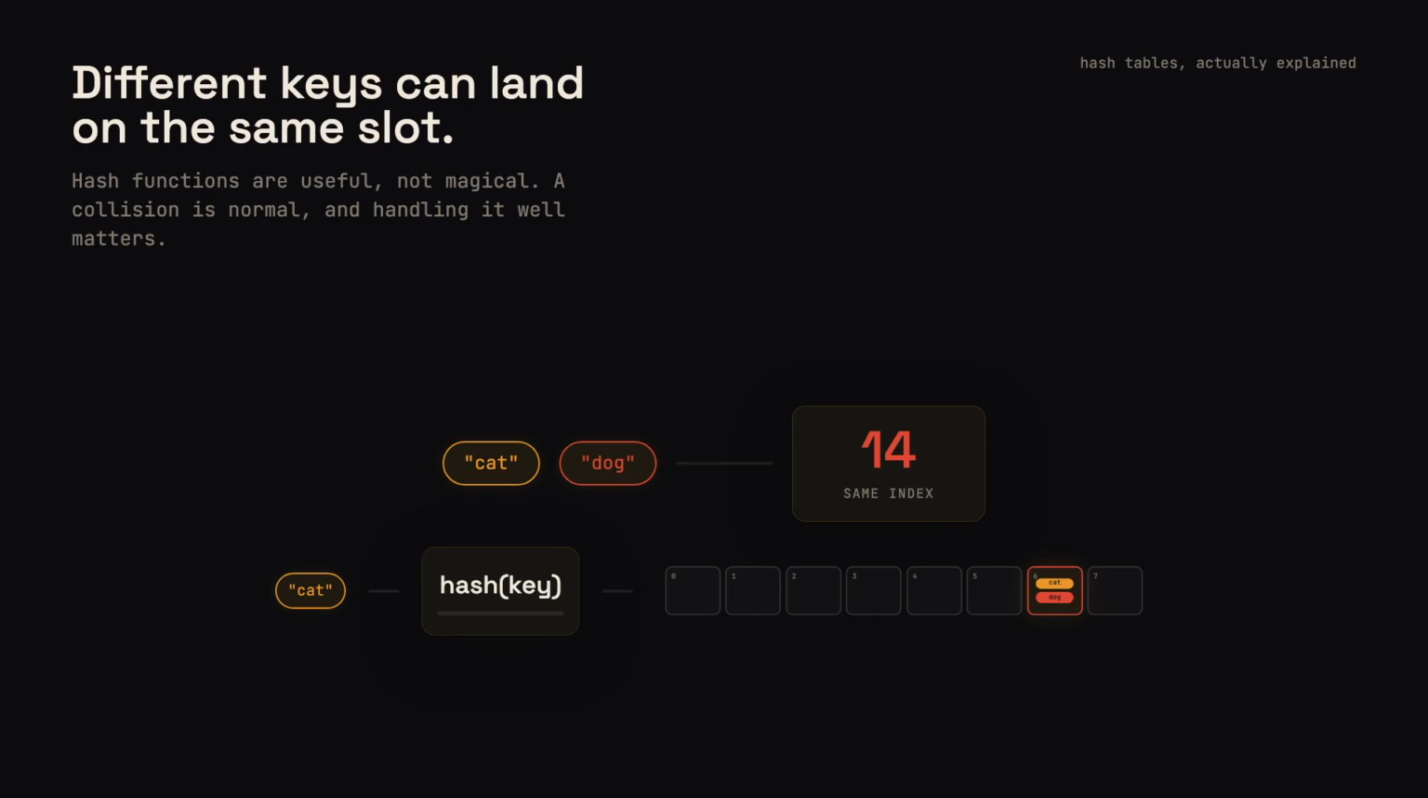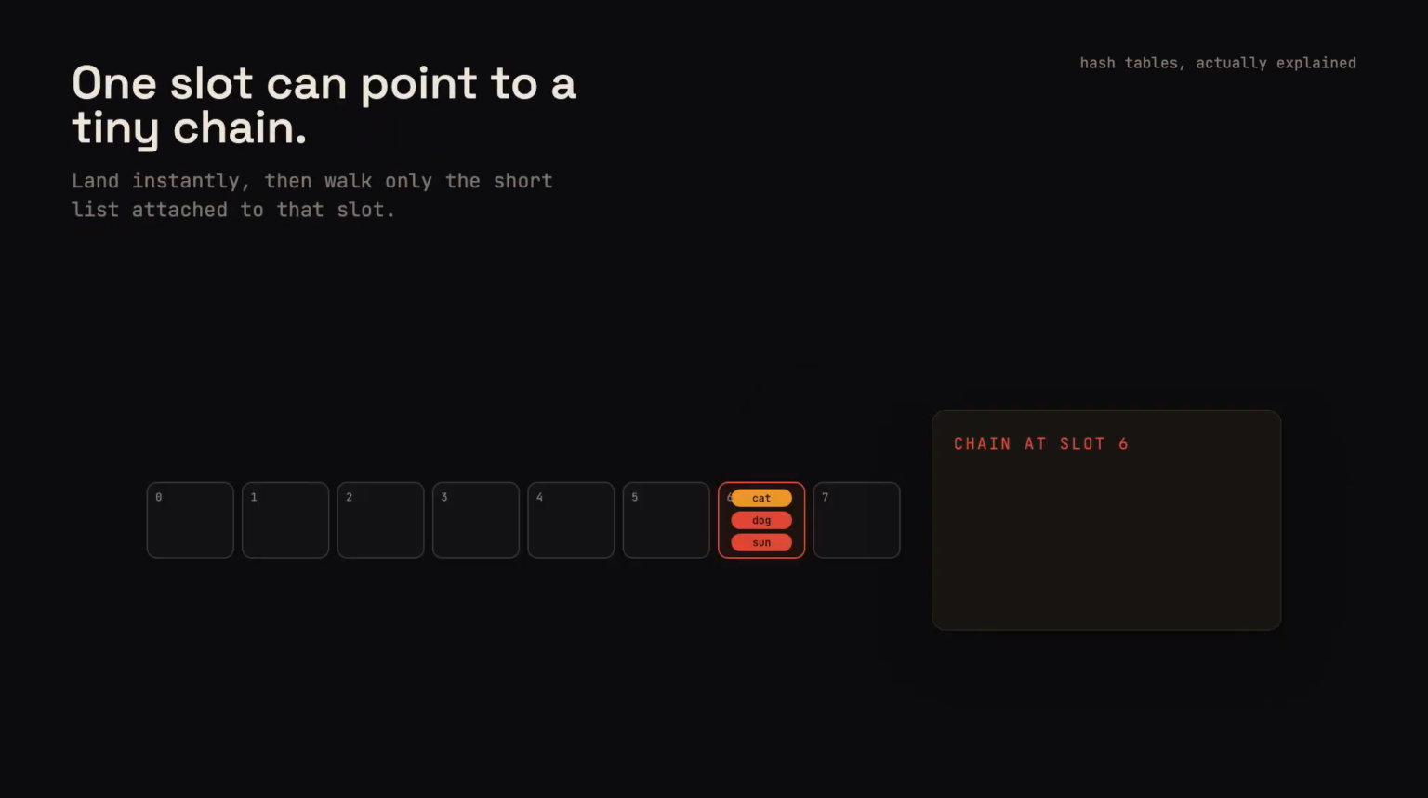But here's the problem nobody mentions until it bites them. Hash functions aren't magic. Different keys can produce the same index. Cat and dog might both hash to 14. Now what? You can't store two things in one slot. This is called a collision, and how a hash table handles it is the entire difference between a fast one and a slow one. The most common fix: chaining.